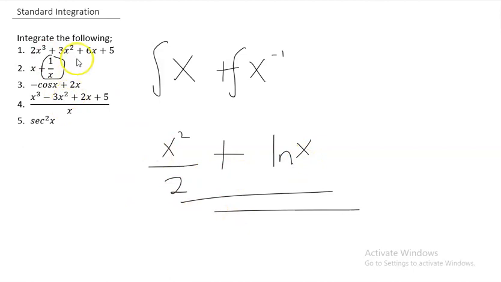Okay, so I want you to pause the video and solve number 3. So remember, like I said, integration is the opposite of differentiation. So if you know the differentiation of trigonometric terms, the integral of that would not be difficult.